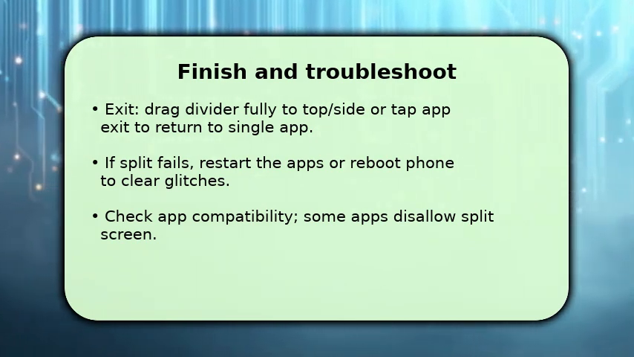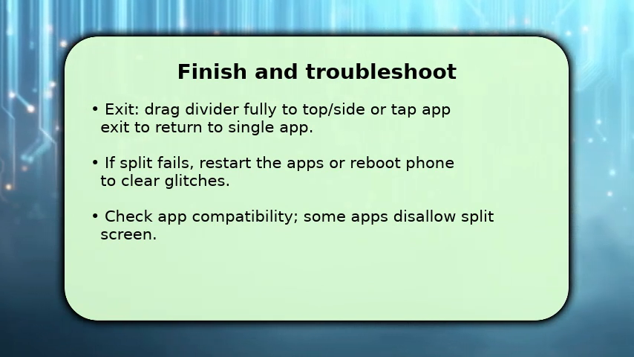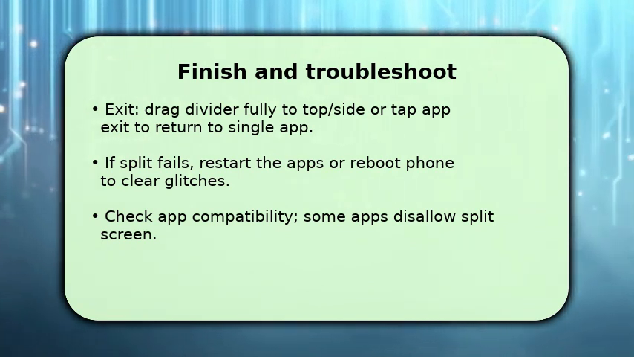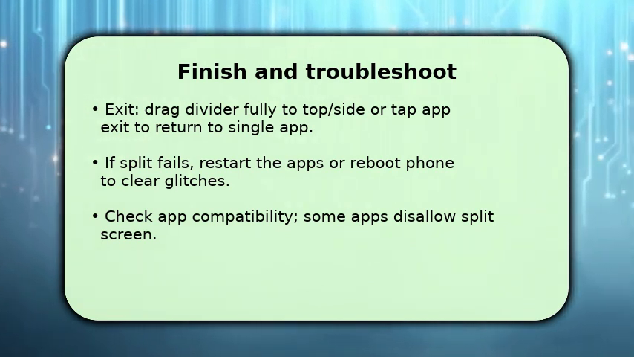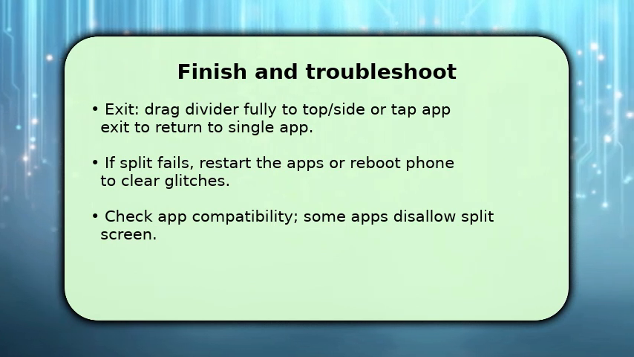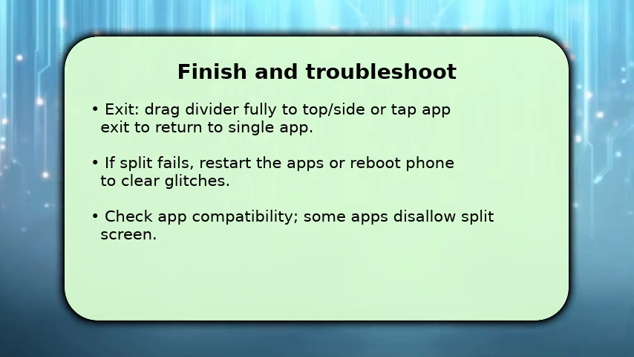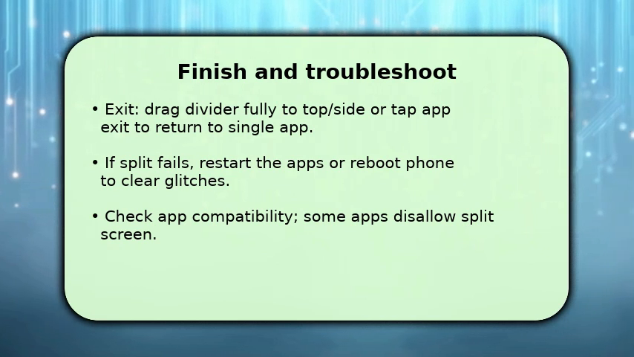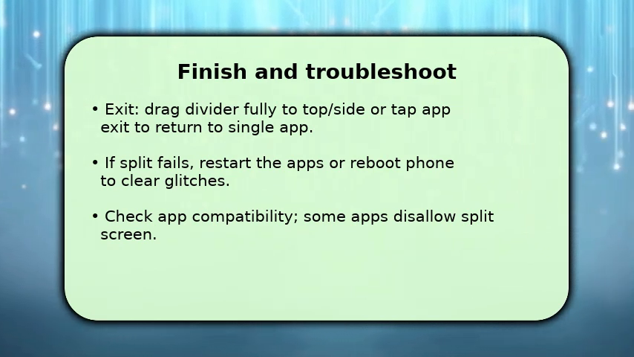If the split doesn't activate, force close one app and try again, or reboot your phone to clear temporary glitches. Also make sure both apps support split screen. Some video players or games intentionally block it, because compatibility is often why splitting can fail.